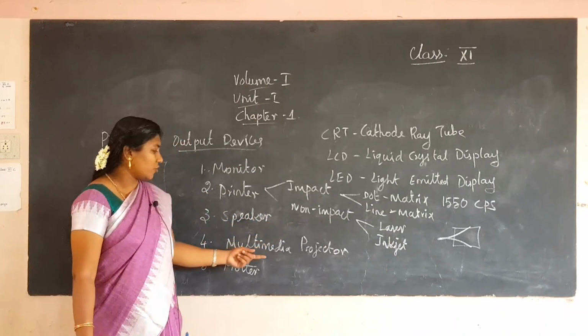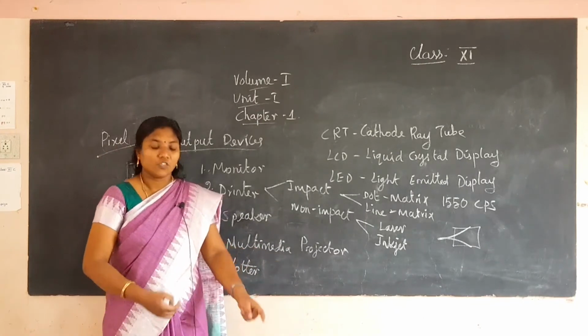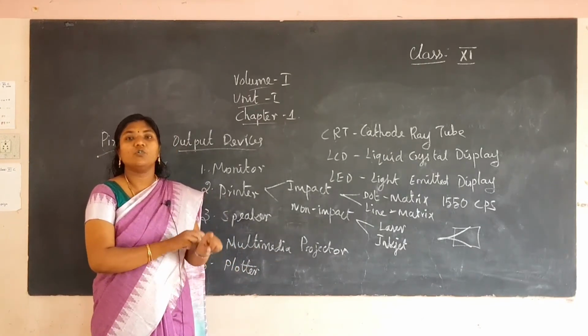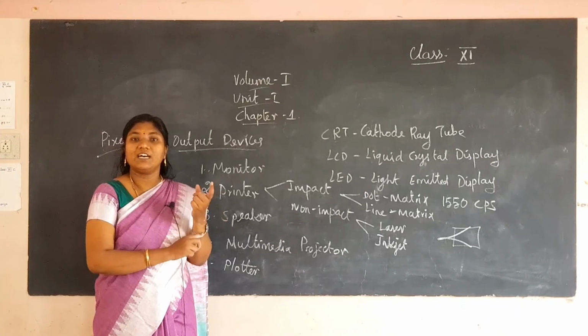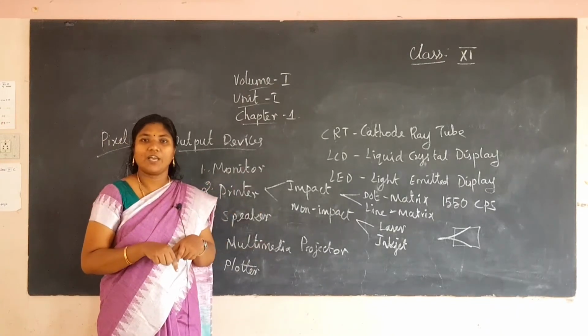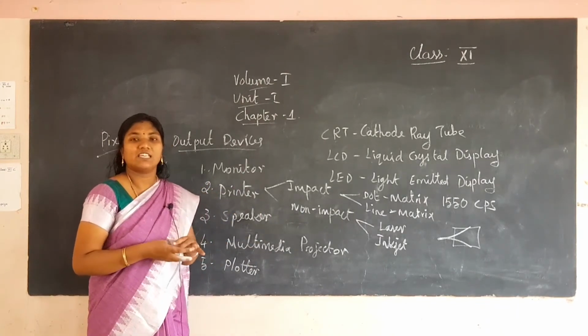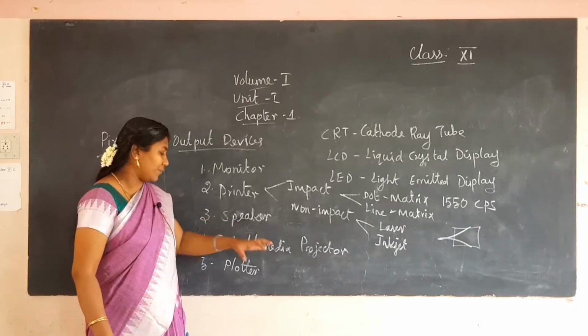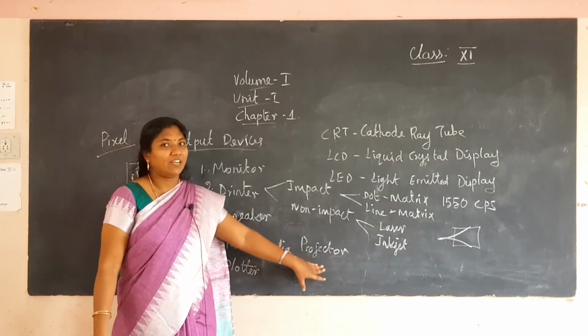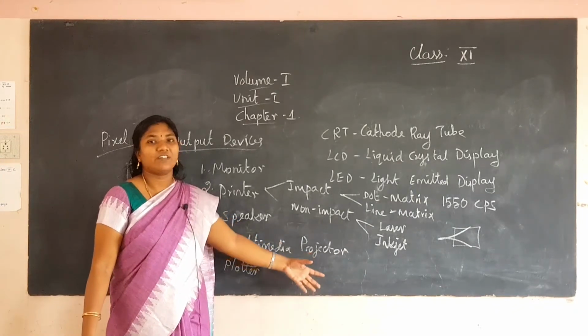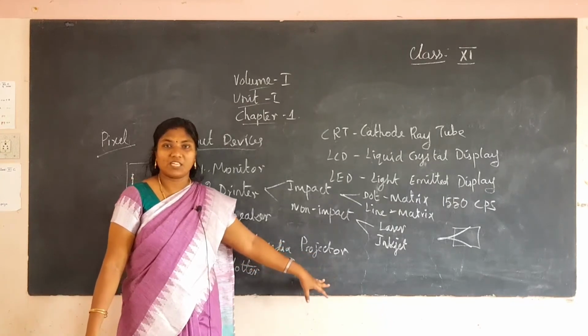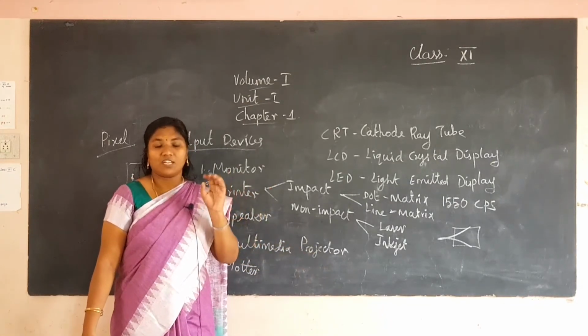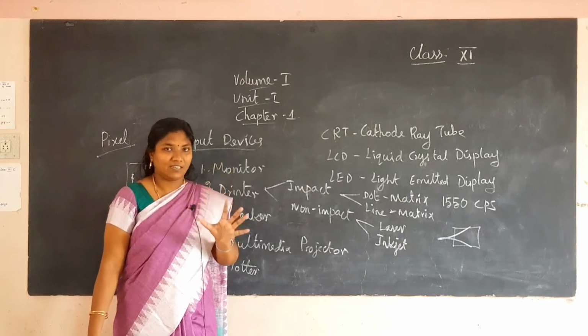And the fourth one, multimedia projector. The projector is used to display the output on a huge screen. In your class you might have seen a smart board, in which we use a projector. In railway departments, in schools and in many conferences we use the multimedia projector to view the output on a huge screen.